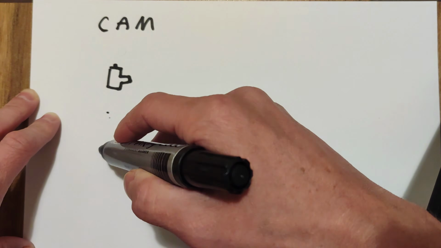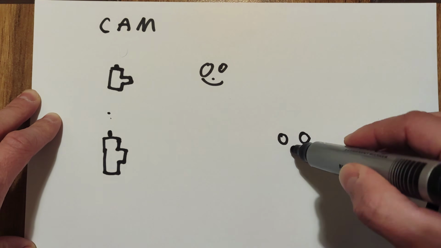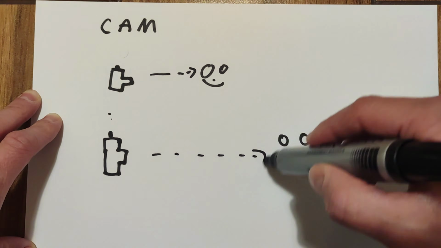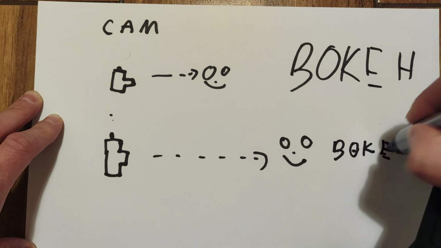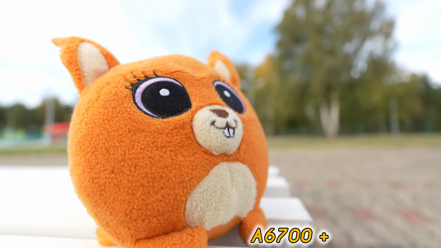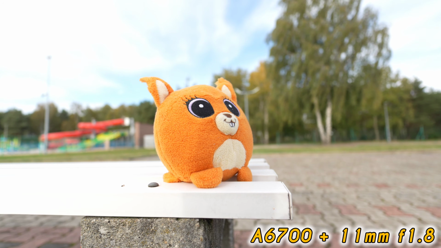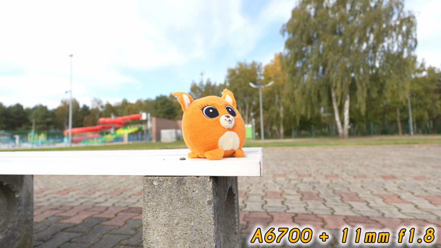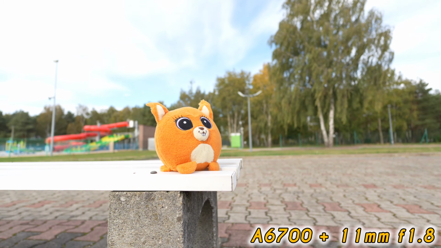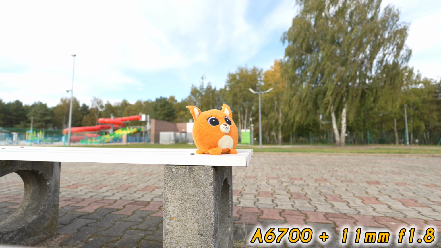The next one is the distance from the subject. Generally speaking, the rule is very simple: the closer you are to the subject, the more background blur you will get. Right now I will show you this on the 11mm f1.8 on the A6700. It's equivalent to 16mm, so it's an ultra wide angle lens, and in this case it's very easy to spot the differences when I'm going closer to our model today.